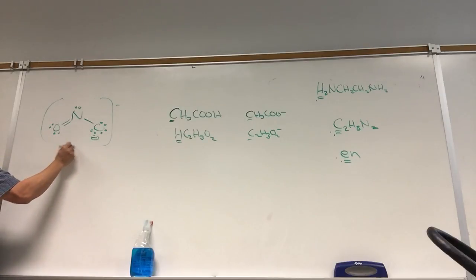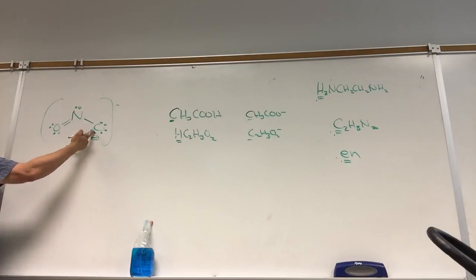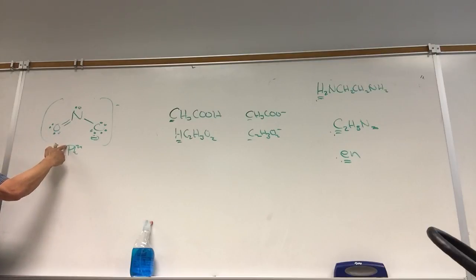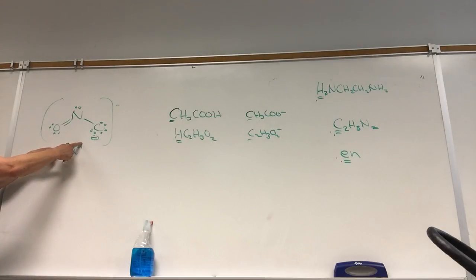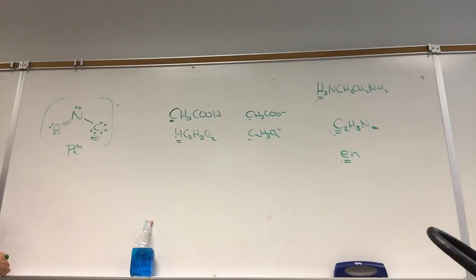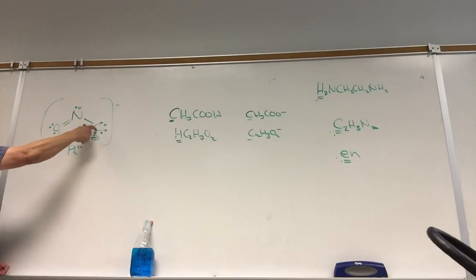If I have, let's say, platinum 2+ here, can this oxygen bind and this oxygen bind, making nitrite a bidentate ligand? Is that possible? No. Why not? Why can't both these oxygens bind to the platinum? Yeah, it would form a four-membered ring with highly strained bonds, okay? 90-degree bond angles, which are unfavorable. So this is going to be a monodentate ligand.